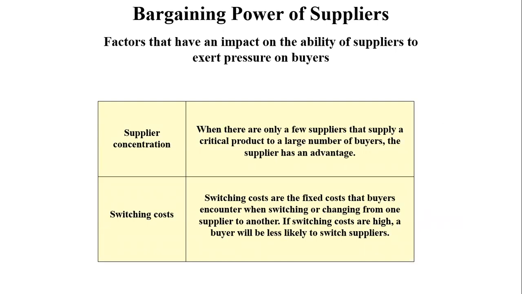Now, there are a number of factors that have been identified to impact the ability of suppliers to exert pressure on buyers. So what we are saying is that these factors may either increase or decrease the amount of power that suppliers command. And it is expected that we should be able to manage these factors as potential entrepreneurs, so that at the end of the day, our profitability will not be suppressed. So what are these factors? Supplier concentration.